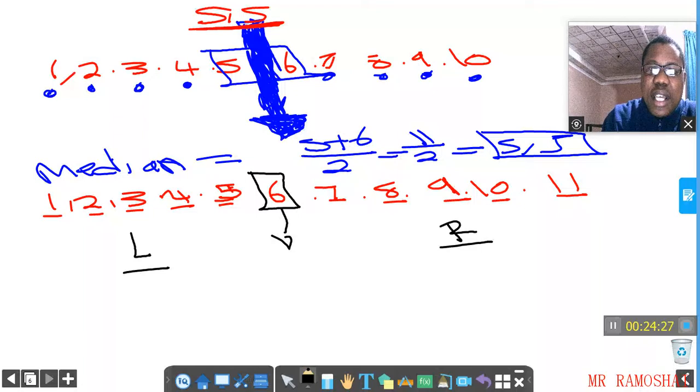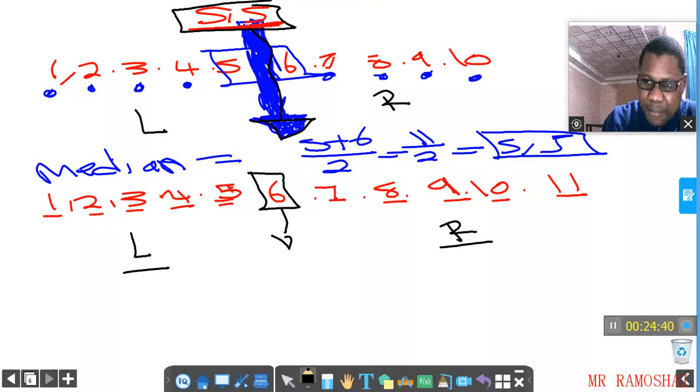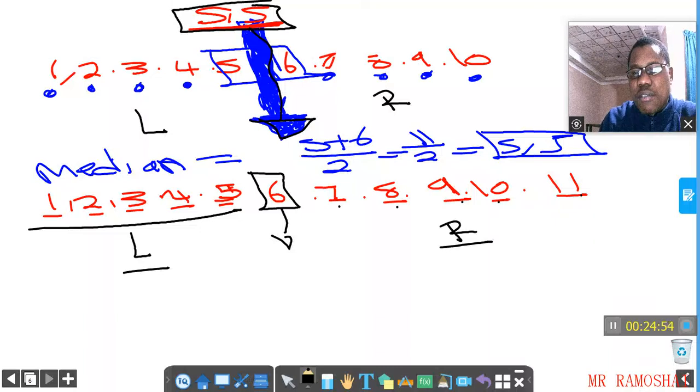If you look at this 5,5, the position of this number is the center. It doesn't belong to the left or to the right. The position of this number is center. So when you look on the left, we are having 5 numbers. Therefore, when we look on the right, it is a must that we have 5 numbers. So let's confirm. It's 1, 2, 3, 4, 5. Therefore, the numbers on the left are equal to the numbers on the right.